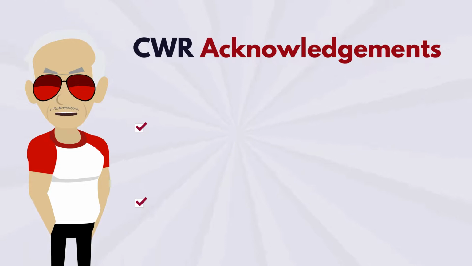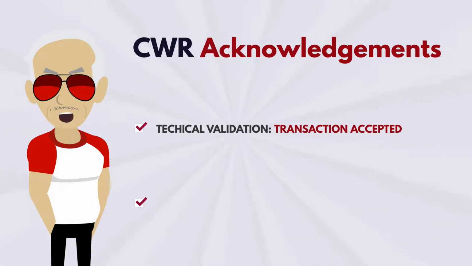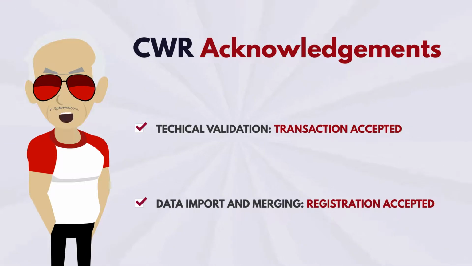Some CMOs send acknowledgement files after every step, some send only one. The first step is technical validation. The desired state here is transaction accepted. This means that your registration went into the second step. In the second step, CMOs put the data into their database and check it against existing data.